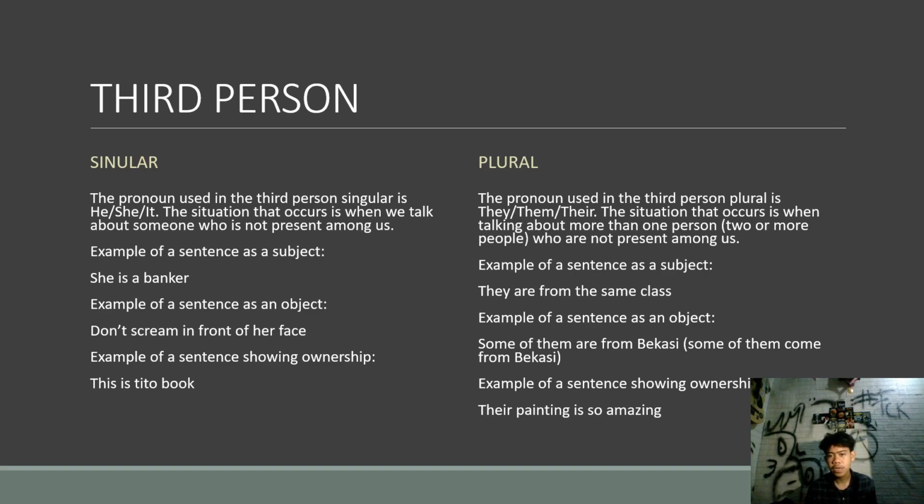Third person plural. The pronoun used in the third person plural is they, them, their. The situation that occurs is when talking about more than one person, two or more people who are not present among us. Example of a sentence as subject: they are from the same class. Example of a sentence as an object: some of them are from Bekasi. Example of a sentence showing ownership: their painting is so amazing.